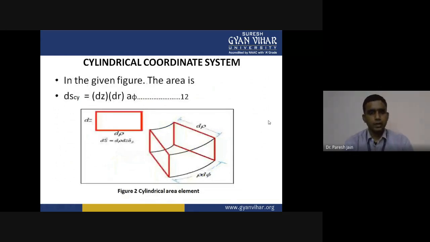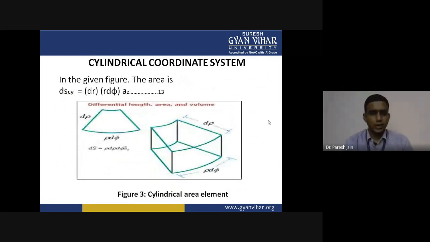Next, in the direction of phi, we are able to find the differential area in the cylindrical coordinate system. So this is the area dS equal to dz dr a phi. It is equation number 12, and it represents the area in the phi direction in the cylindrical coordinate system.